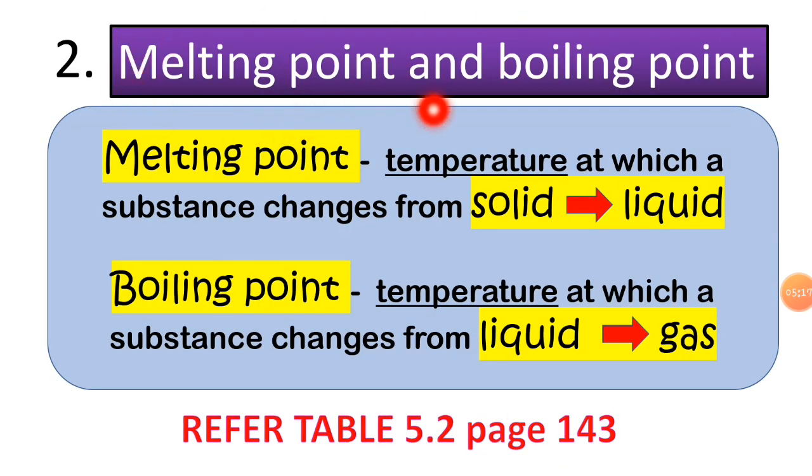Okay, next, number 2 is the melting point and boiling point. Melting point is the temperature at which a substance changes from solid to liquid. Example, the ice. Ice melts to become water, so from solid to liquid.